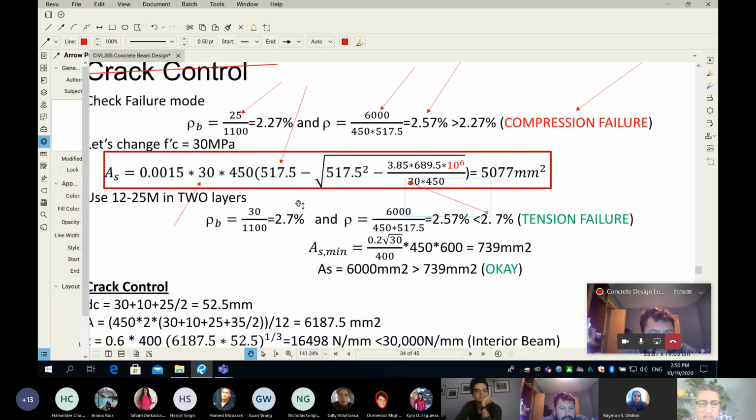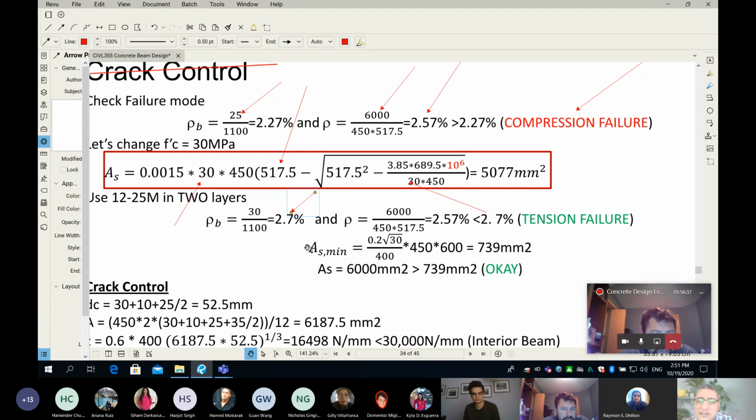Row balance increases. So here is your row balance. It went from 2.27% to 2.7%, and then my row for my beam is still the same, 2.57%. However, this is less than row balanced on this side. It means tension failure. And you guys can see, in a matter of one step, I'm able to fix my beam by changing my beam from 25 MPa to 30 MPa.